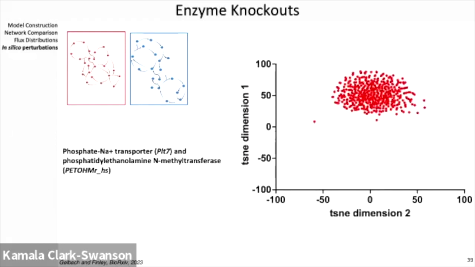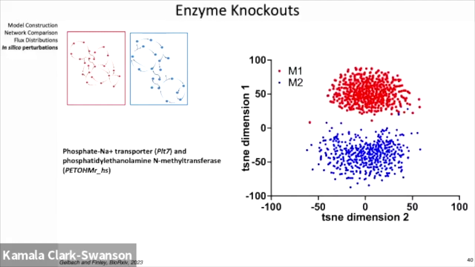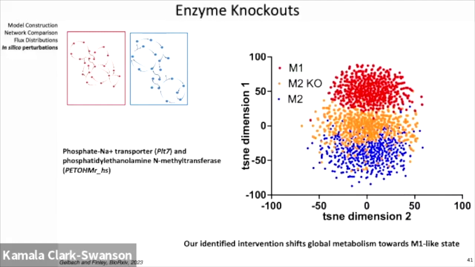And so we can also then take our M1 model and simulate it a bunch of times and then reduce those flux distributions down to low dimensional space. We can take the M2 model and do the same thing. And then we do see that our identified intervention does seem to shift metabolism globally towards an M1-like condition. And so it's a cool way to use readily available omics data to, in the end, identify potential treatment techniques.